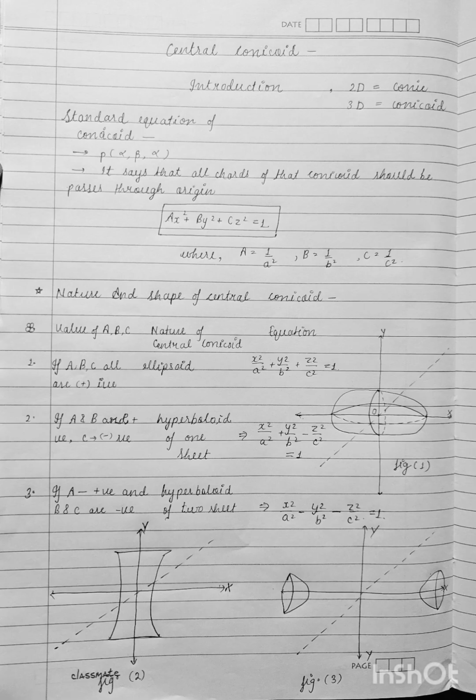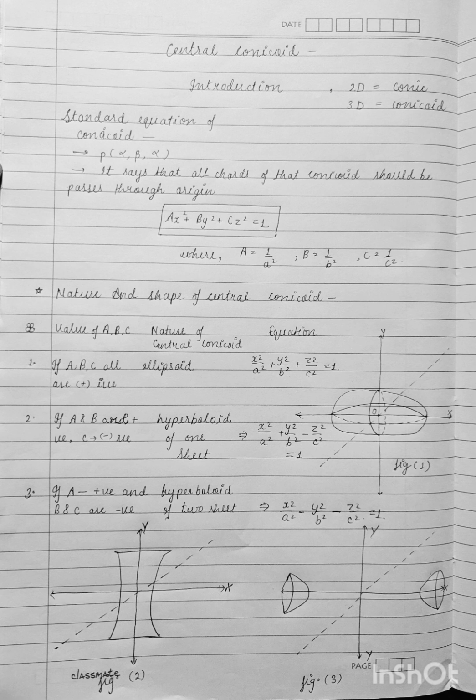So the equation will be x square upon a square plus y square upon b square plus z square upon c square is equal to 1. We have converted the standard equation of the central conicoid into this equation by putting the values of A, B, C, and as all the values A, B, C are positive, it is in this form.